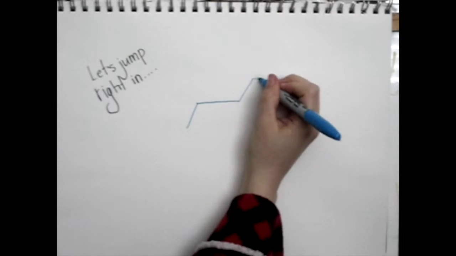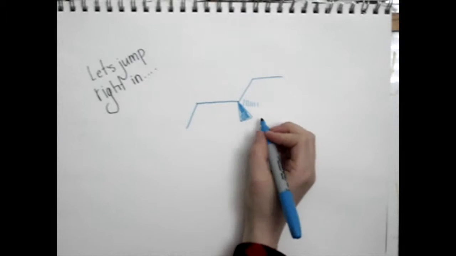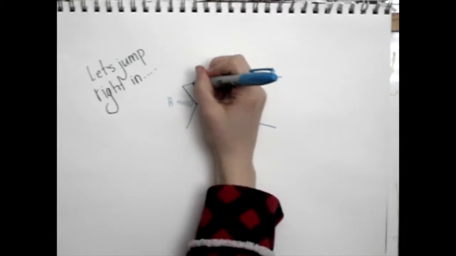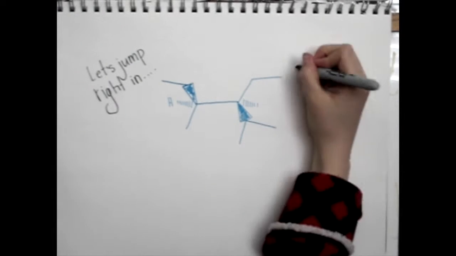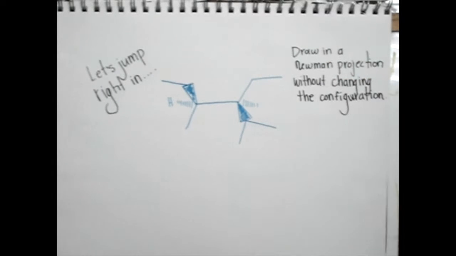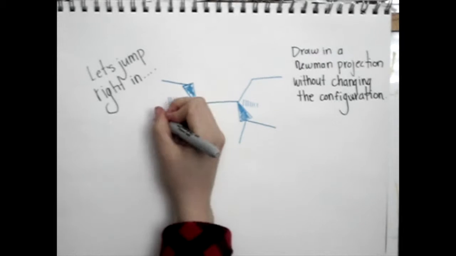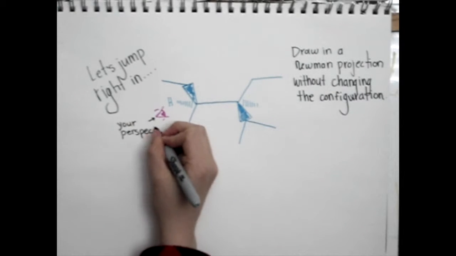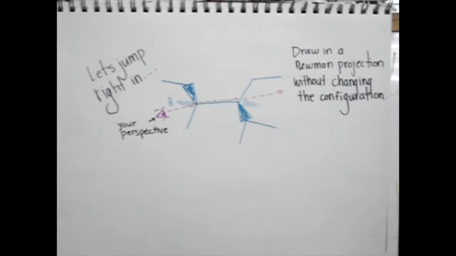I'm going to give you a structure with wedges and dashes. Remember, wedges are coming out of the page and dashes are going into the page. So we're going to draw this structure in a Newman projection without changing configuration. The eye is showing you the perspective you're looking down the structure in.